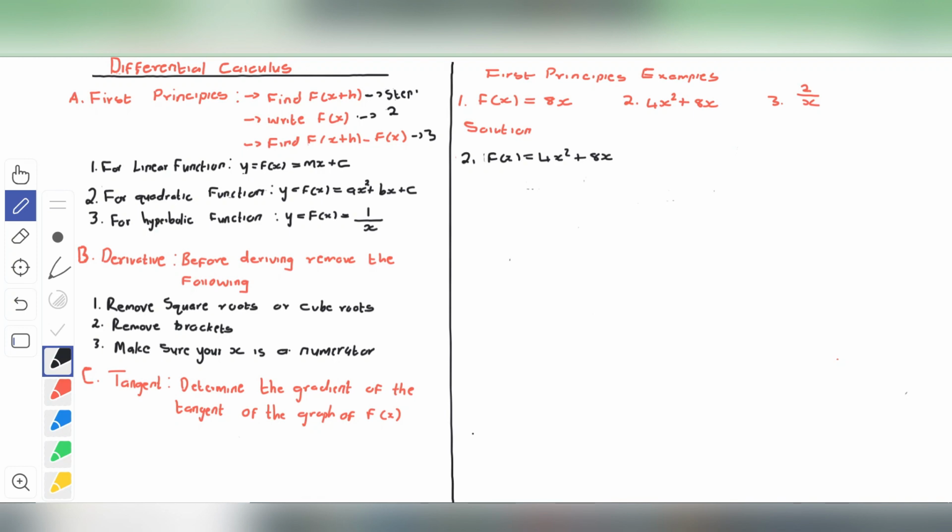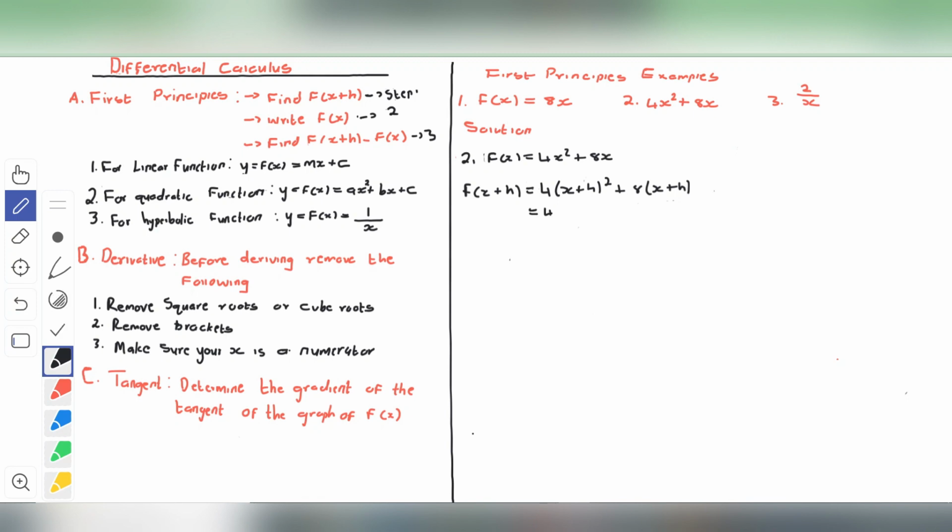So step 1 says find f of x plus h, right? That is going to be 4 into, like I said, where we see x, always we're going to replace it with what? x plus h. Therefore, we're going to have x plus h here, all squared, plus 8 into, there's x here, and then we're going to replace it with what? x plus h, right?